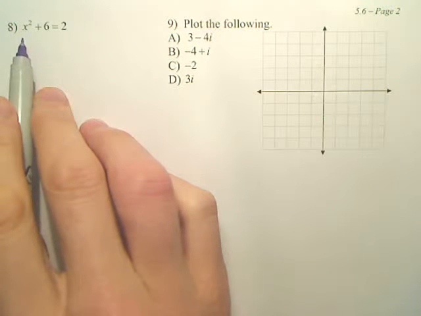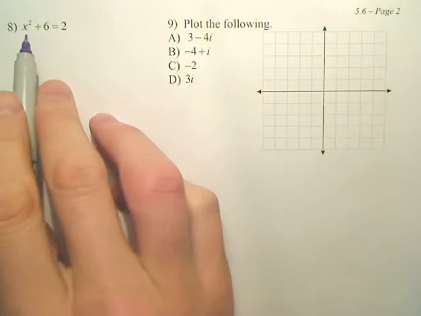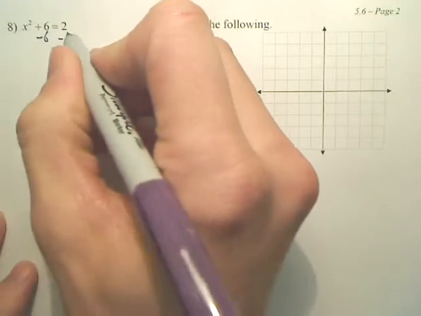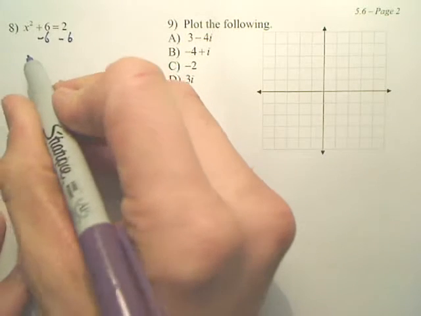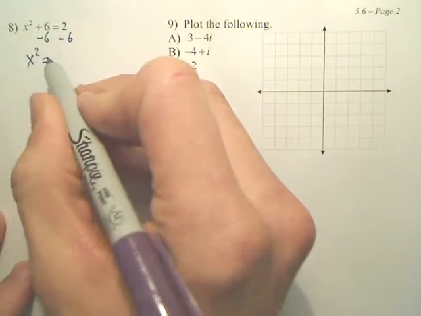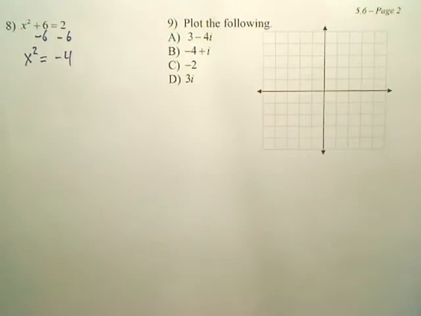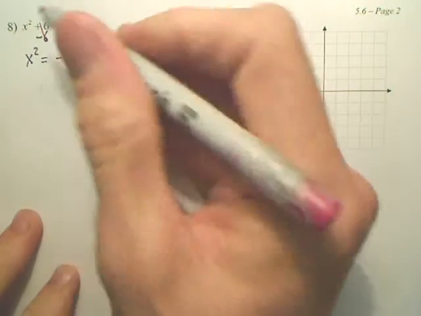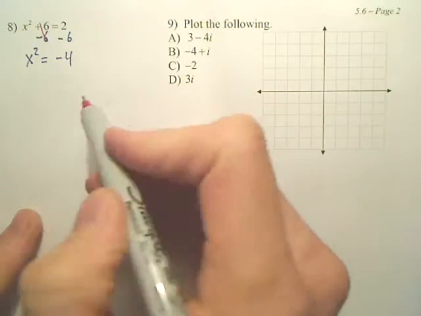Let's just solve this. Just like benchmark 8a, I want to get the x squared by itself. When I do that, what you notice here is you get x squared equals -4, which technically is impossible. You cannot solve that. But with imaginaries, we can. So that cancels. 2 minus 6 is -4.